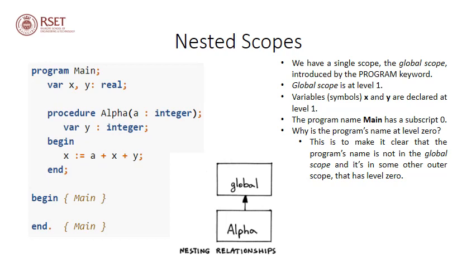So we have a single scope, the global scope, introduced by the program keyword. The global scope is at level 1. Variables x and y are declared at level 1. The program name main has subscript 0. All these subscripts we'll be using while creating the scope symbol table. We're naming the program name main with subscript 0 because it is outside the global scope. This makes it clear that the program's name is not in the global scope and is in some other outer scope that has level 0.